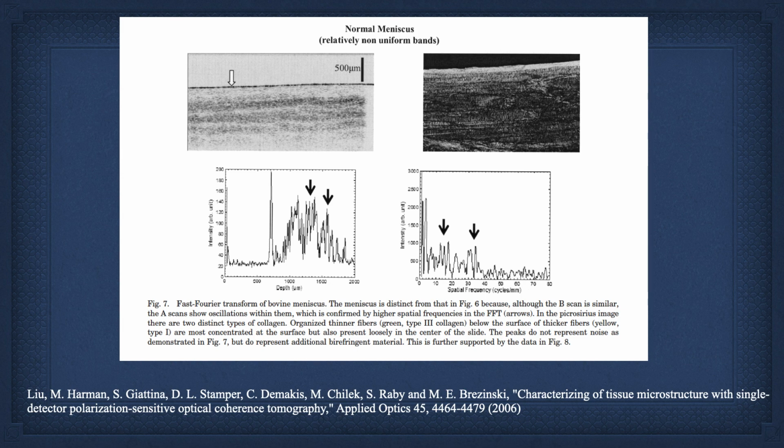The A scan is in the bottom left. But what we did is a Fourier transform. It's done a lot with OCT. It's the spectrum, and we got two different peaks for what we believe is collagen type 1 versus collagen type 3, but more testing is needed.